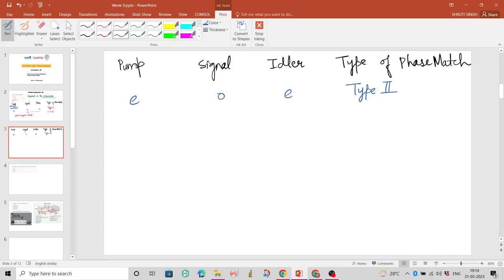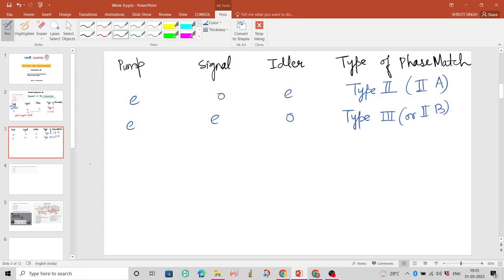The other case can be, there can be many such combinations. We have three variables, so we can have 8 combinations like that. The next can be EEO. If you exchange signal and idler polarization, you still get the pump as E. So this one is type 3, or it's similar to type 2. So it is 2D, or we can say 2A.